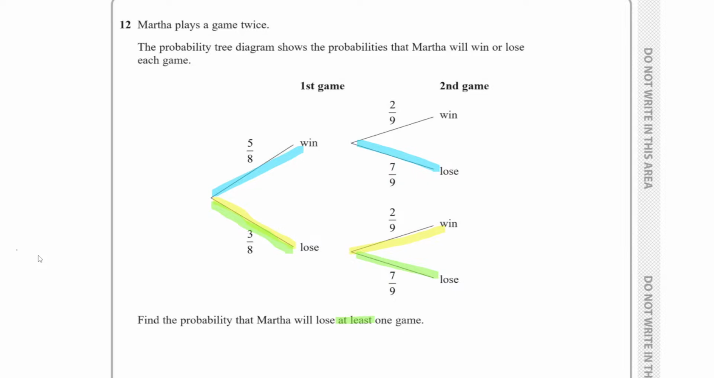Now, you've got 2 options as to how you can work this out. You can obviously work out all 3 of these options, these 3 colours, and then add them together as normal. Or you could just work out the one option that's not highlighted. Do you see how that win-win is the one that's not highlighted? You could just work out that one probability.